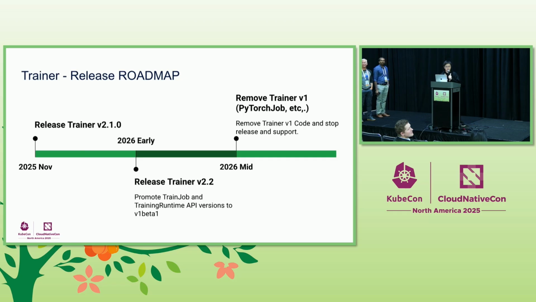And this is the final slide for Trainer. We are planning some releases in the next half year and next year. The primary point is that in the next 2026 release, we will release Trainer v2.2, which includes the TrainJob and TrainingRuntime custom resource API version graduation to v1beta1. This means the current v1alpha API is removed immediately. And after v2.2, we will release a more stabilized version, and the previous Kubeflow Trainer v1 PyTorchJob, TFJob, and XGBoostJob will be removed.